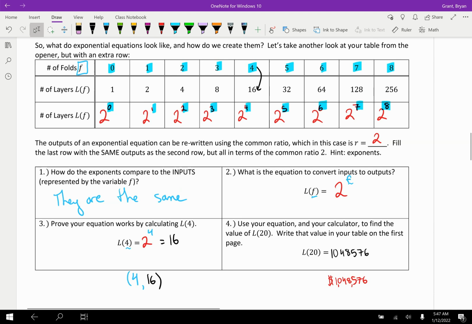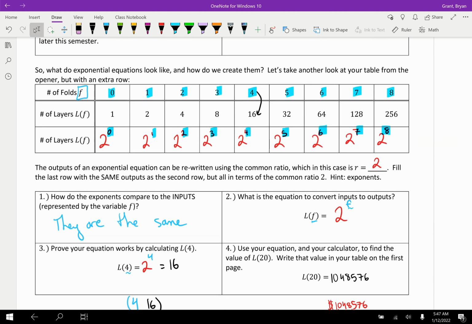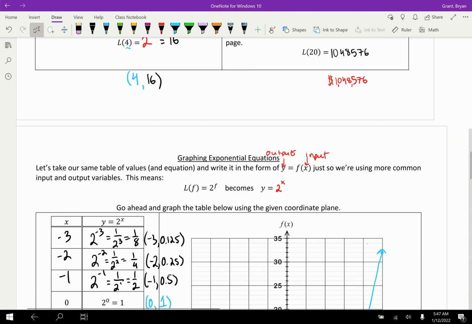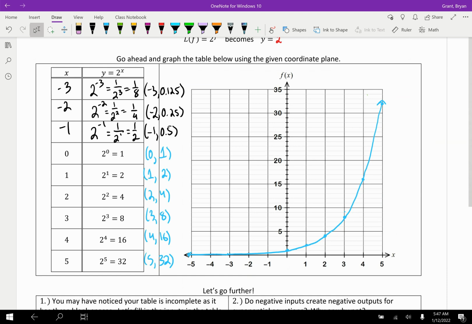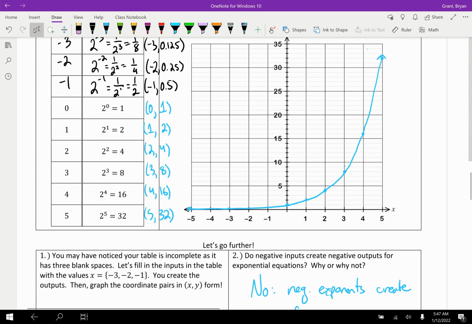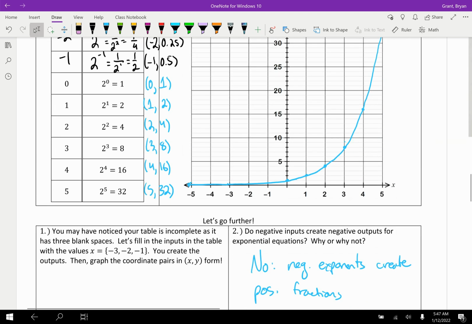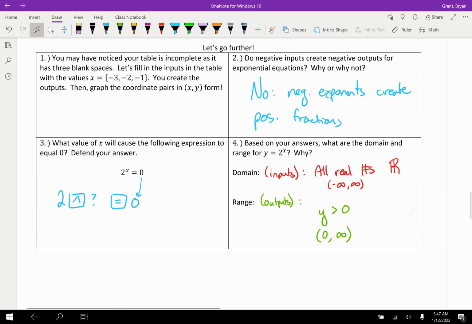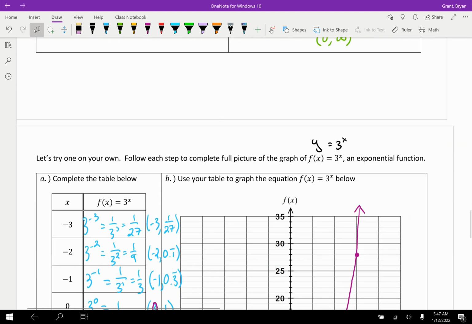We talked about how we could write an exponential function by doing 2 to a power, or in the last example, 3 to a power. We created that graph. We remembered that negative exponents make fractions. And then we discussed the domain and range.